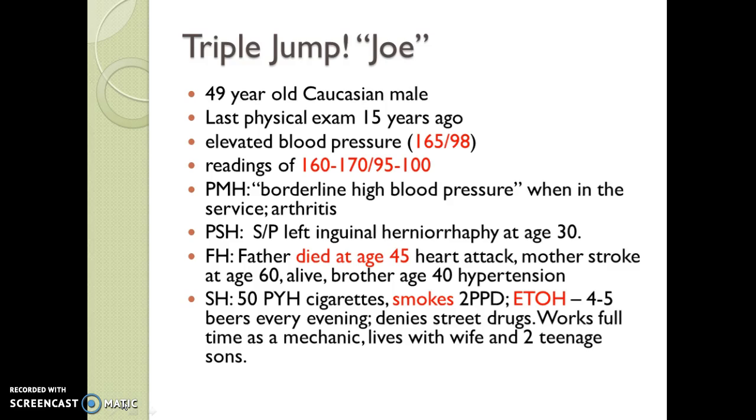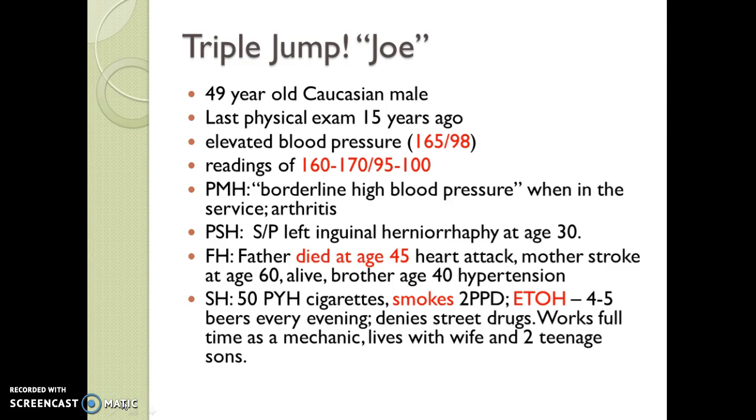So let's jump right into a case, so to speak. This is called the triple jump, where we're going to see 3 kind of unfoldings of his case. We'll start with this is the first jump. I'll let you read the materials in front of you, but basically this is Joe, and you'll see highlighted the issues that pop out of his history.